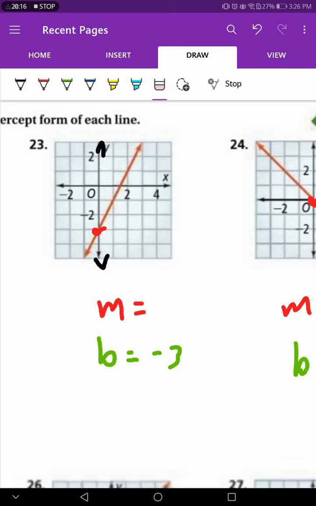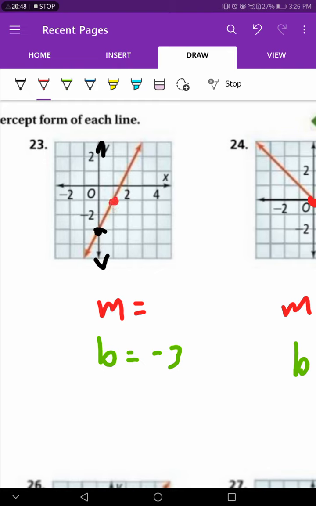Here I figured out the b before, it is negative 3. Now I need to select another point. I have to find m, so I need 2 points. The first point I selected, which is the y-intercept here. The second one I select a nice point, which comes here, the intersected grid lines. Yes, it is a nice point. Let me change this color.